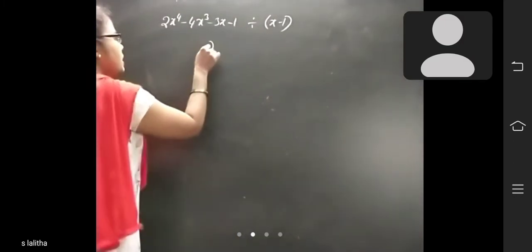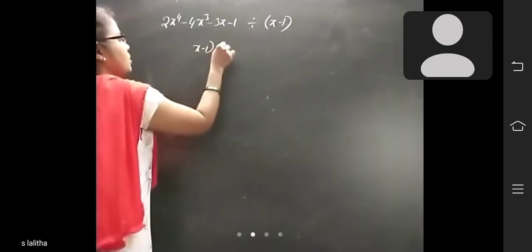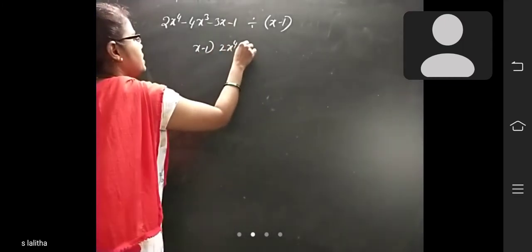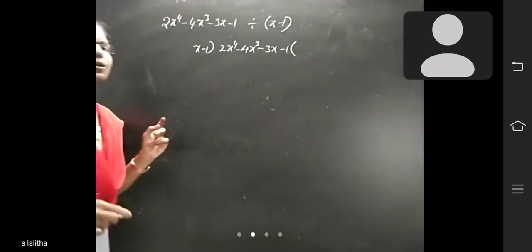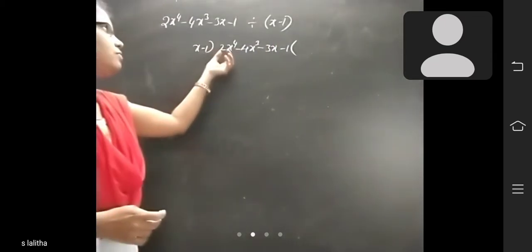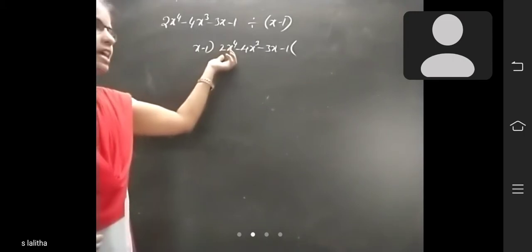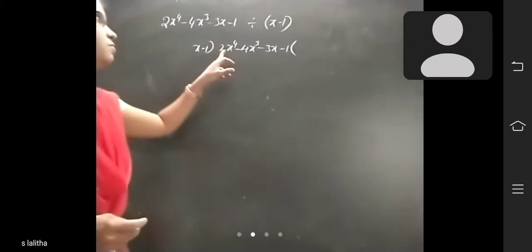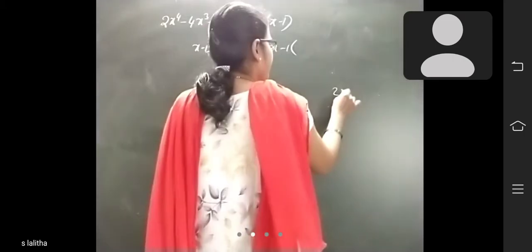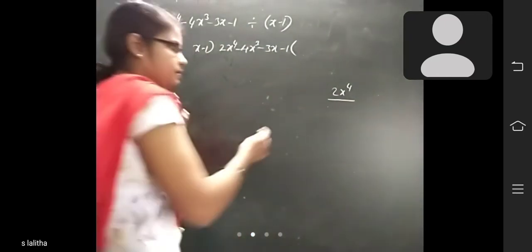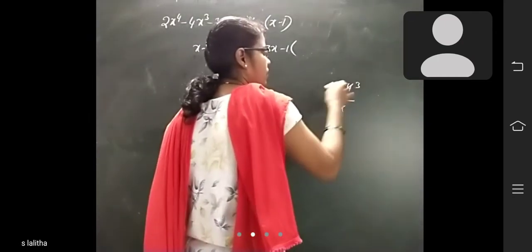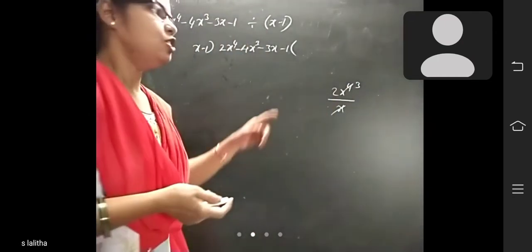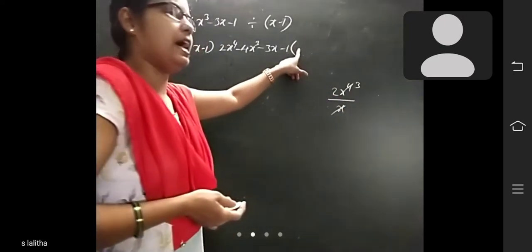How can you divide? x minus 1 into 2x power 4 minus 4x cube minus 3x minus 1. First you should take the first term in the dividend and the first term in the divisor. 2x power 4 divided by x. Now cancellation: x will be cancelled, 2x cube remains. So this 2x cube can be written as the quotient.